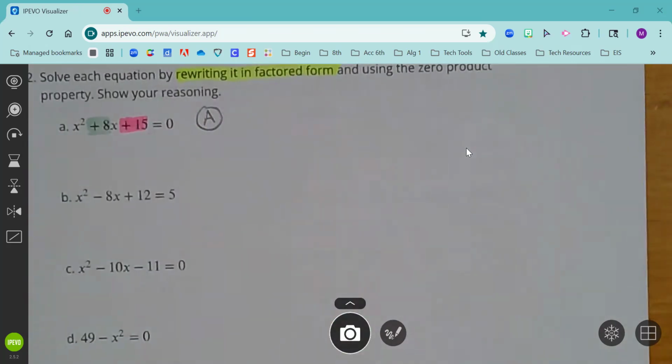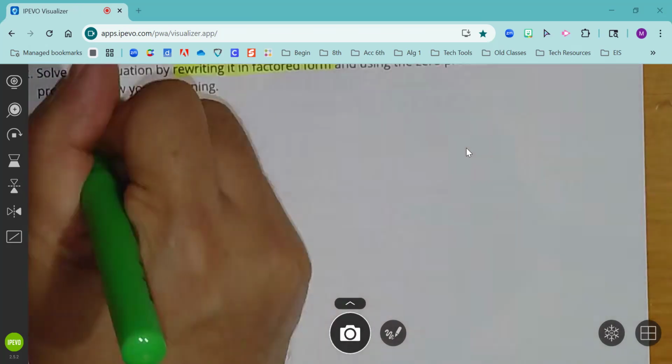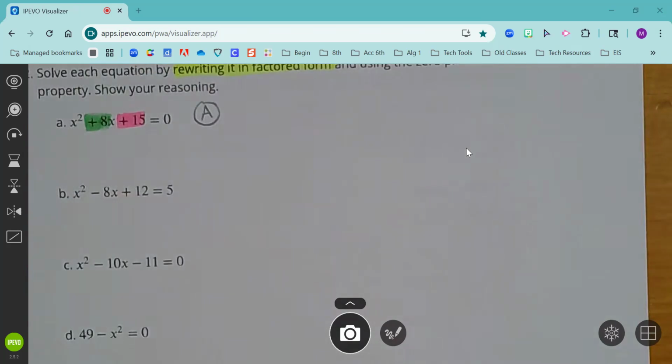My other green highlighter is kind of dead, so I'm going to try to see if this one works. Actually, let's see. It works better. Oh, it works better. Okay.